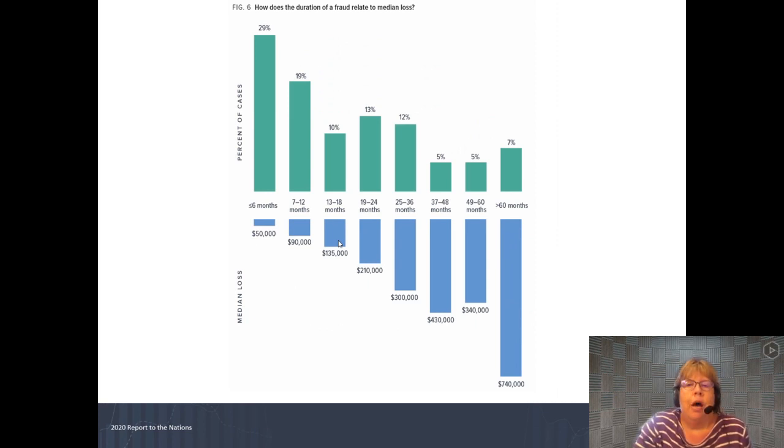So this is just a bar chart showing how long a fraud lasts and how much the losses are. It seems pretty appropriate that the shorter cases, which were less than 6 months, had losses of about $50,000, whereas the frauds that took place over 5 years or more had much more significant losses, up to about $740,000. And in between, we're on a fairly linear slope there.